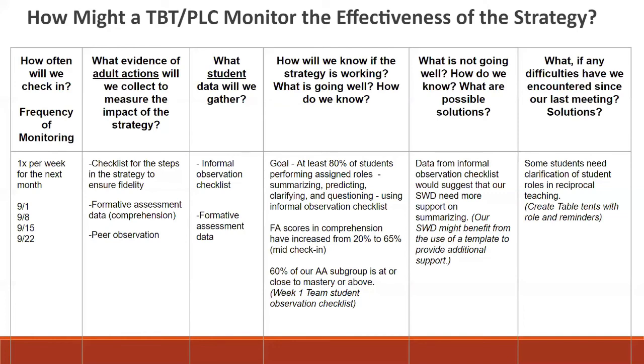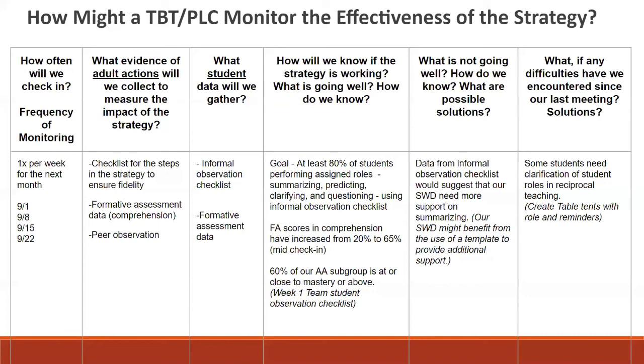What student data will the team gather? They decided to gather informal observation checklist data and formative assessment data. How will the team determine if the strategy is working? This needs to be decided by the team ahead of time. Teams could ask the following questions throughout the process. What is going well, and how do we know?